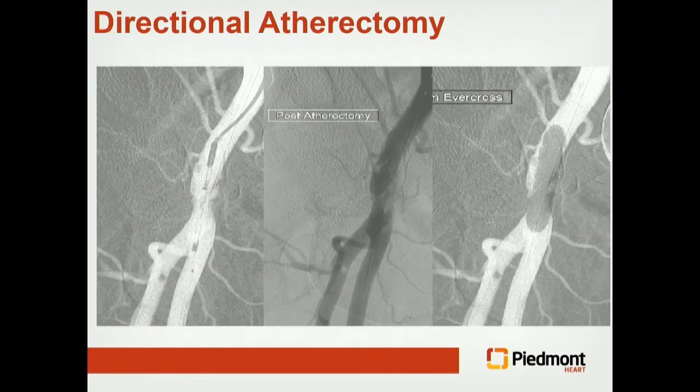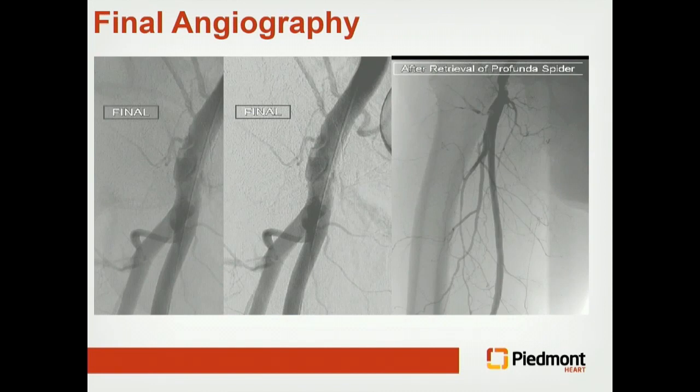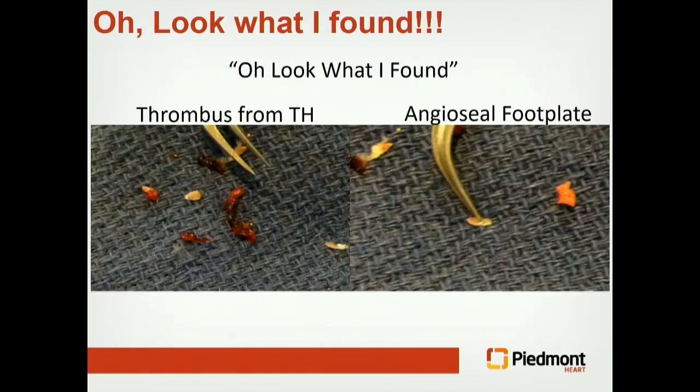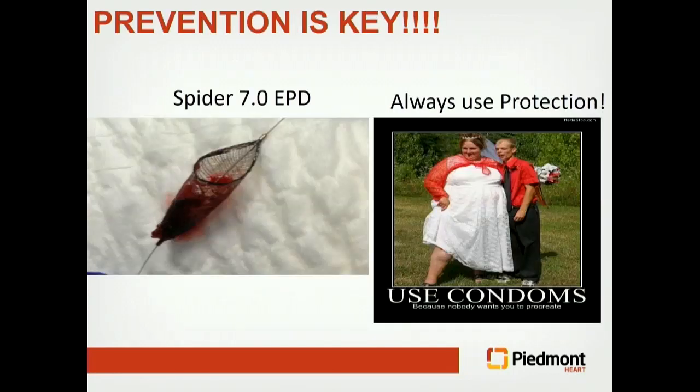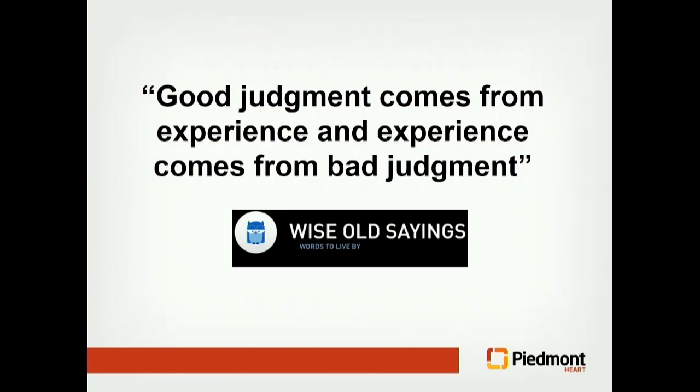I actually did directional atherectomy right to the common femoral itself, which is a little aggressive, but that's how I roll. We then did balloon angioplasty, and you can see here a pretty good result. And then after retrieval of the Spider embolic protection device, look what I found. I got thrombus from the TurboHawk, and I got the Angio-Seal footplate out as well out of the TurboHawk. So I think that when it comes to distal embolization, prevention is key. Always use protection. And that's all the thrombus that came from the Spider EPD. And so I think good judgment comes from experience, and experience comes from bad judgment.